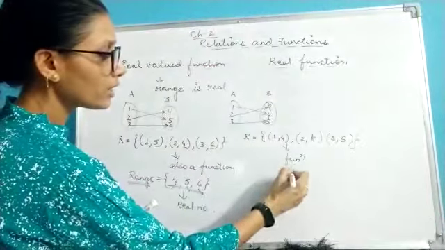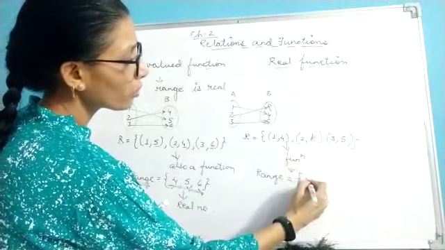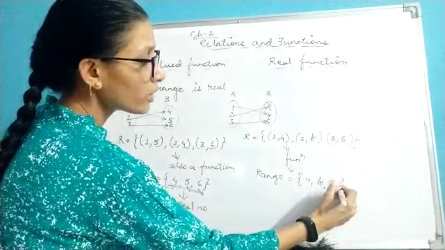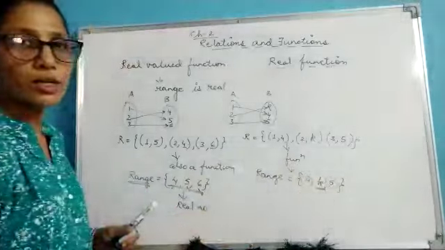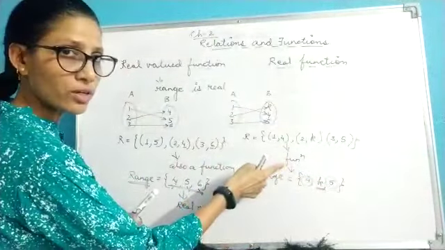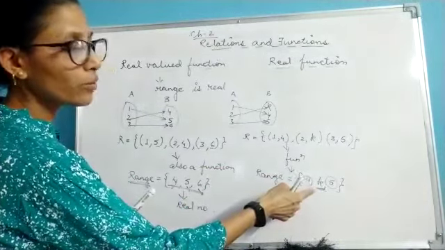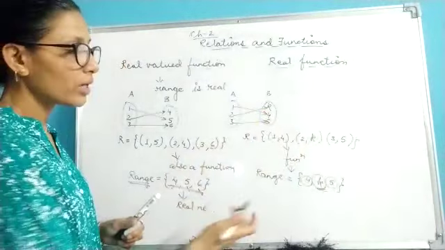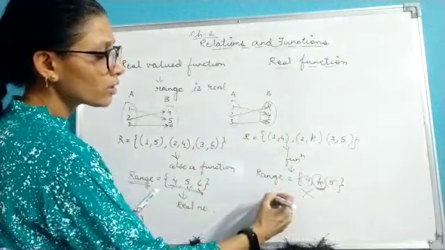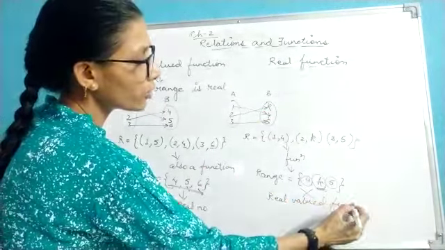So for this I need to check its range. Range here is 4, K and 5. Children, I know 4 and 5 are real numbers, but K is not a real number. So this relation is a function, but it is not a real valued function because the range contains K, which doesn't come in real numbers. So this is not a real valued function.